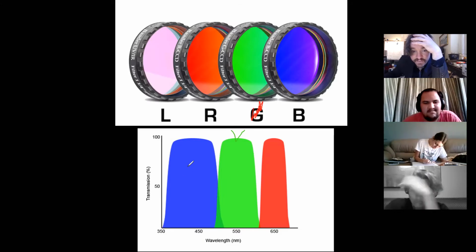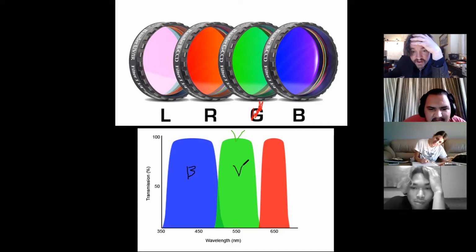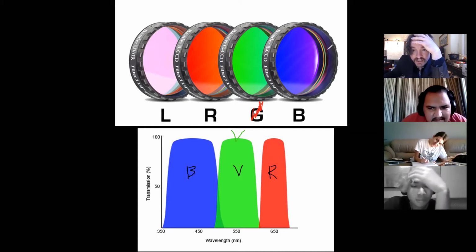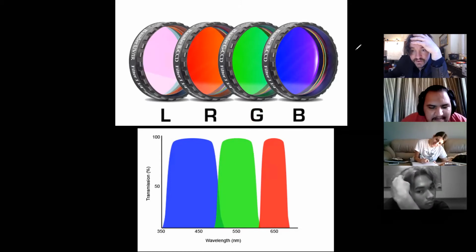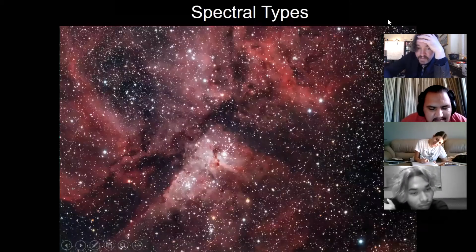So they have 3 different filters. They have a blue filter. They collect light from the star at blue wavelengths, a green filter, and they have a red filter. And what they do is they measure the magnitudes of the stars at 3 different bands.